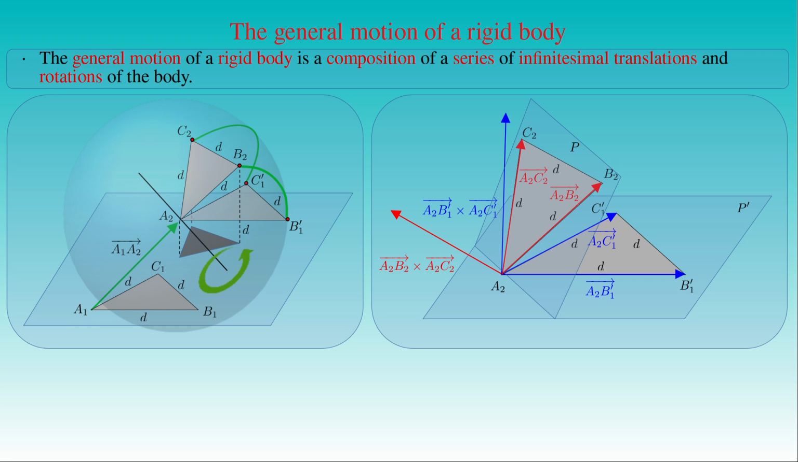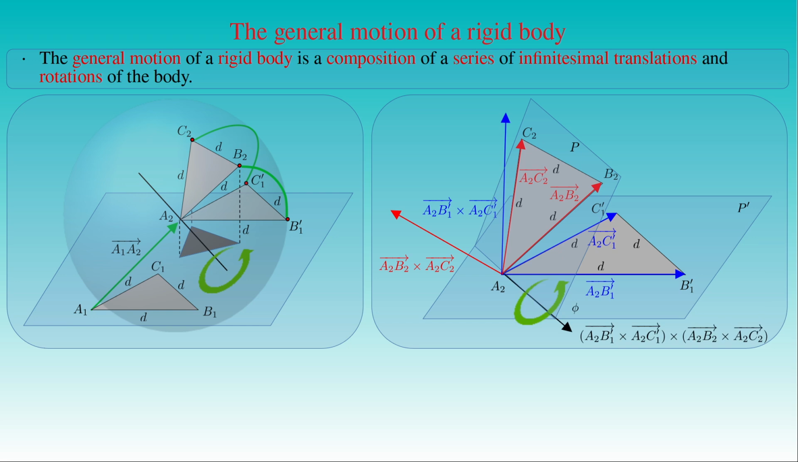As a result, the rotation axis is the intersection of the two planes passing through the point A2, and the axis is perpendicular to the normal vectors of the planes P and P'. This means that the rotation axis is parallel to the cross product of the normal vectors, and the angle phi between the two planes of the triangles gives the rotation angle.